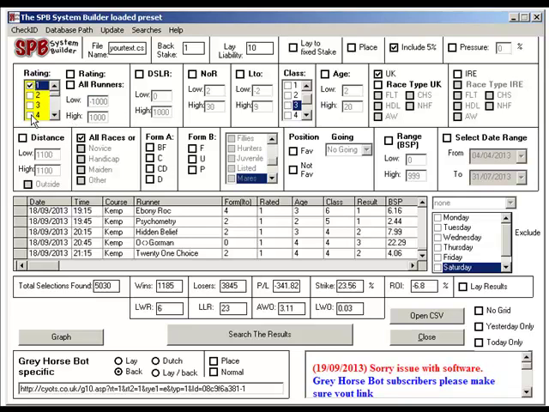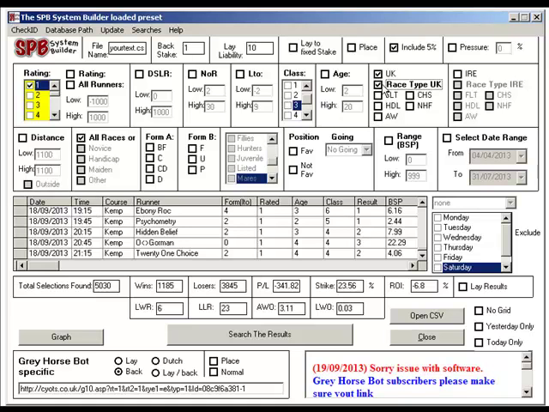For ease of use and speed, it's sometimes better to start off with a rating, because there's quite a few races already in the system, and searches can take a little while. There is a way of speeding them up by using no grid, but I'm just going to carry on as I normally would.